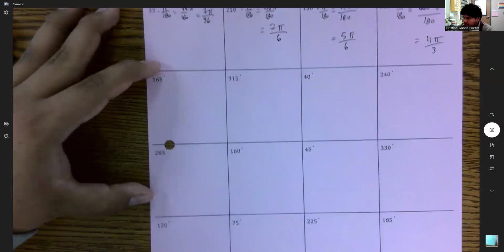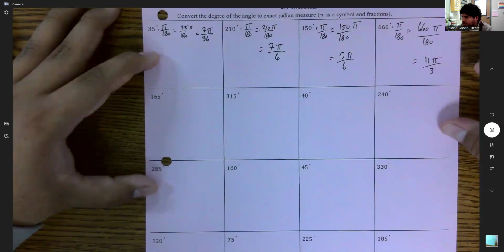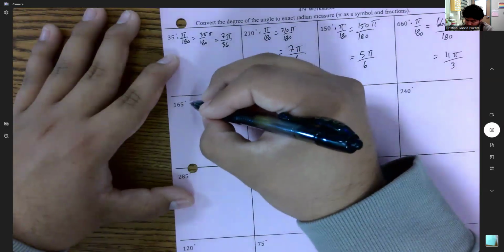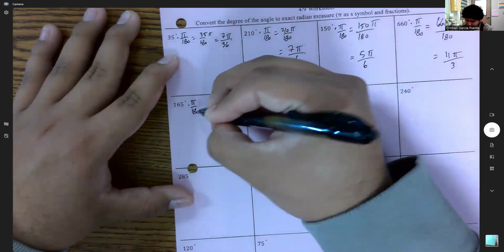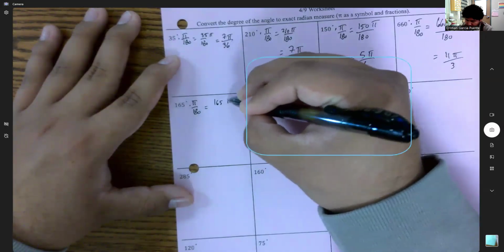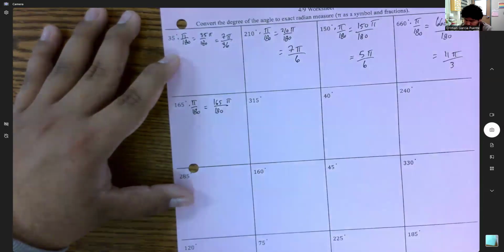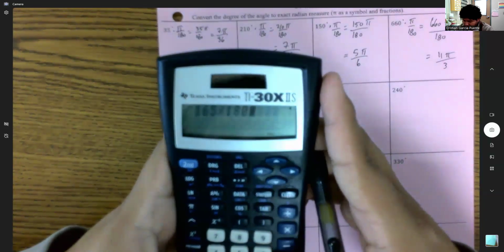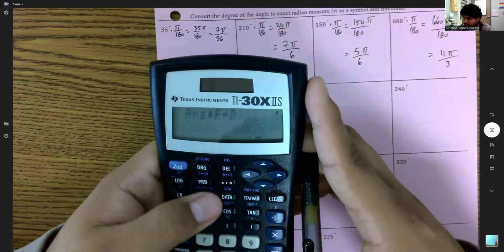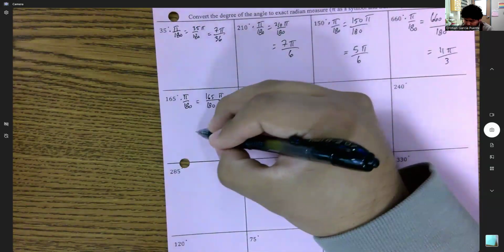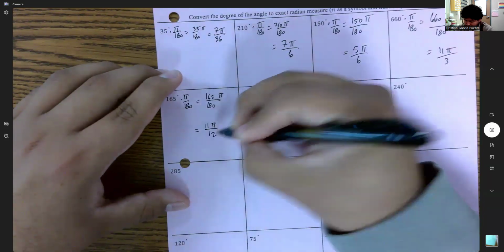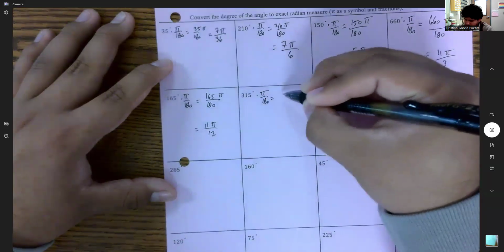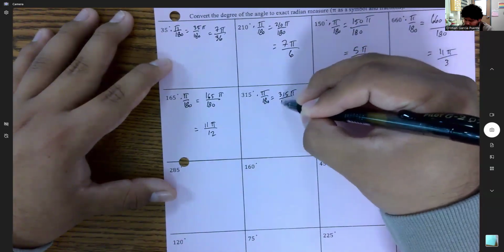All right. The next one, I'm just going to do one more row because I feel like this is super repetitive, and I feel like you guys could do it with just me doing two rows. So next one, just times pi over 180. So that's just 165 pi over 180. And now you just put that in your calculator. So 165 divided by 180, second PRB, that gives you 11 over 12. So this is just 11 pi over 12. Now we're just going to do the same thing. So multiply by pi over 180 gives you 315 pi over 180.